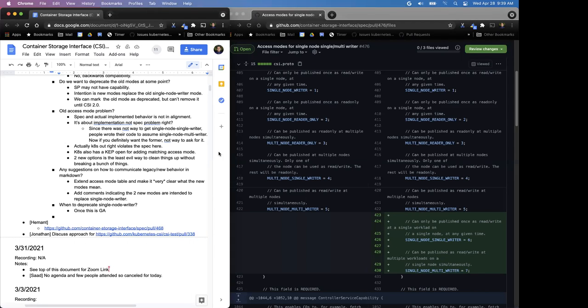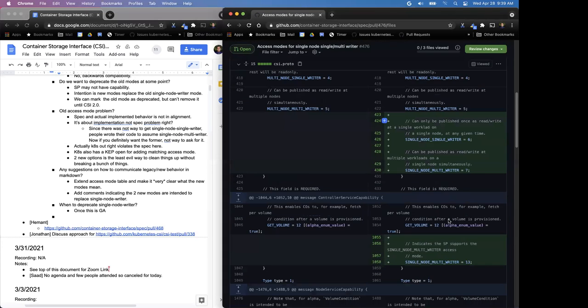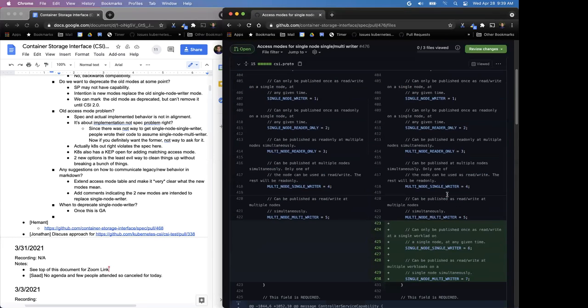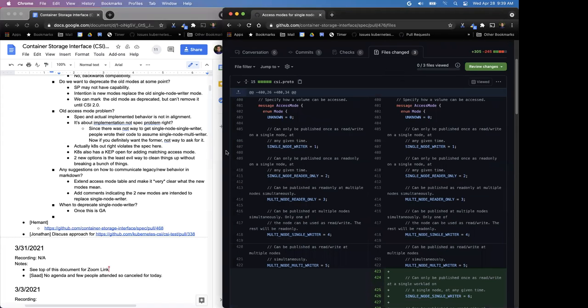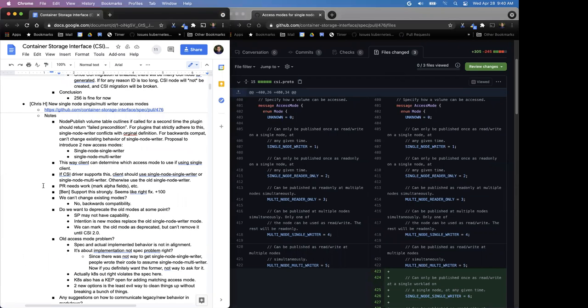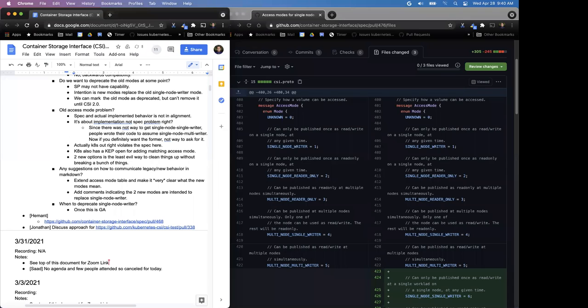All right, good stuff. I'm glad we're getting this cleaned up finally. I remember doing the wrong thing here on purpose on the Kubernetes side and regretting it, so I'm glad we're cleaning it up. All right, let's move on.